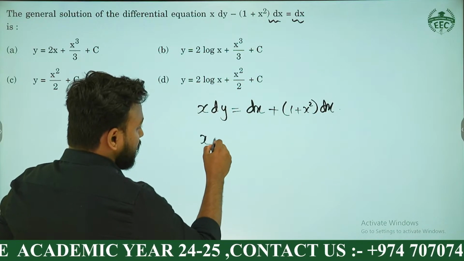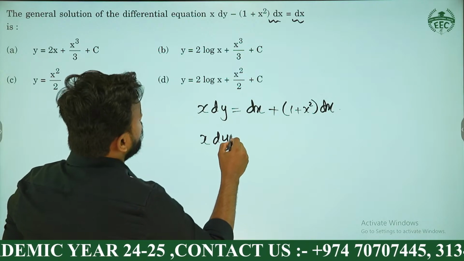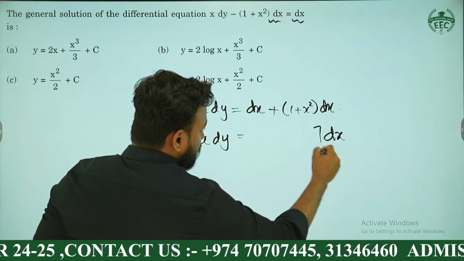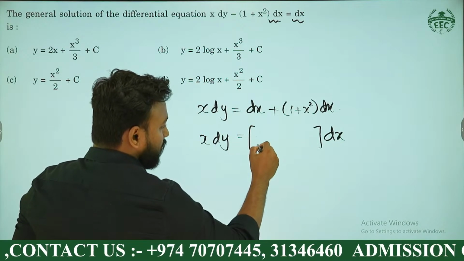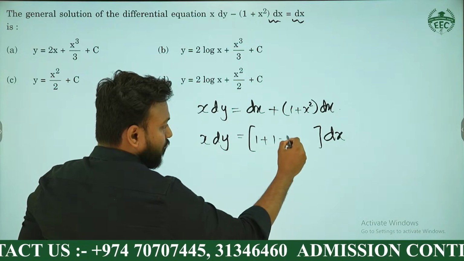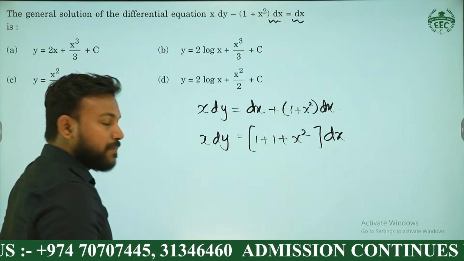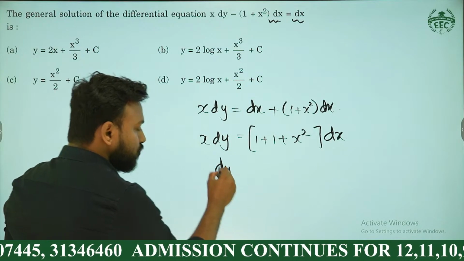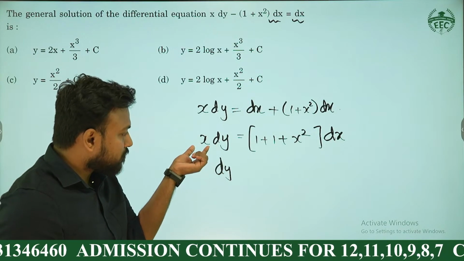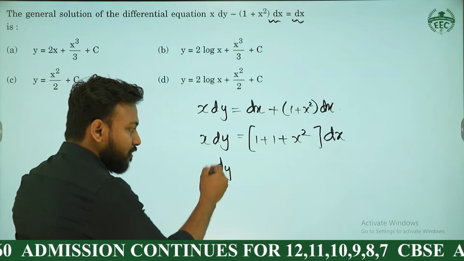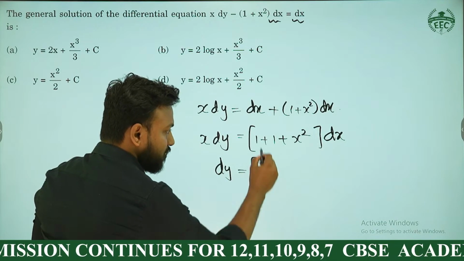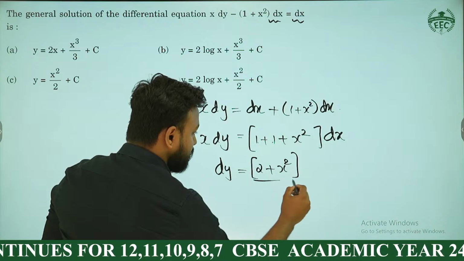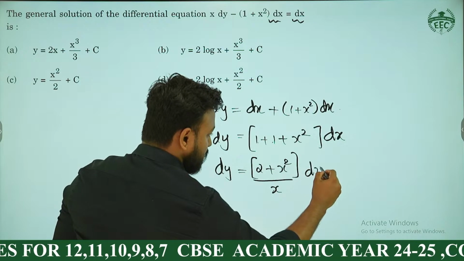So that x dy will be equal to, you can take this dx outside, then what will be here? 1 plus x square. Listen, 1 plus x square. Then you only need to take this x to that side. Then here dy is only here. Then what you will get? 1 plus 1, 2 plus x square divided by x dx.